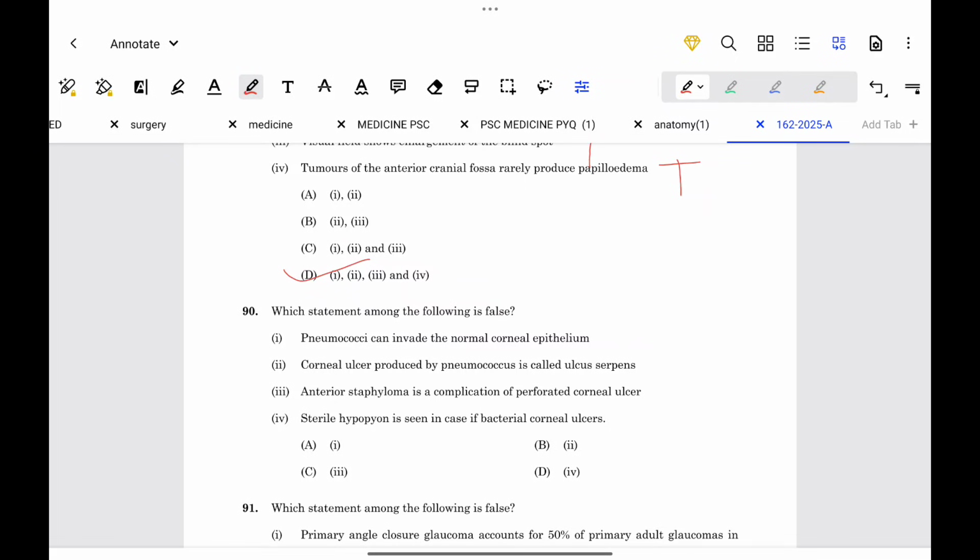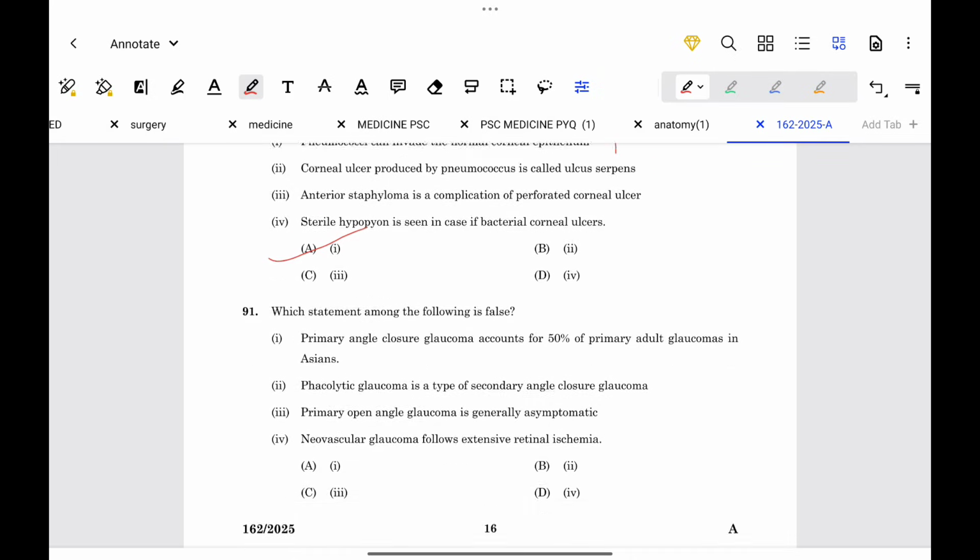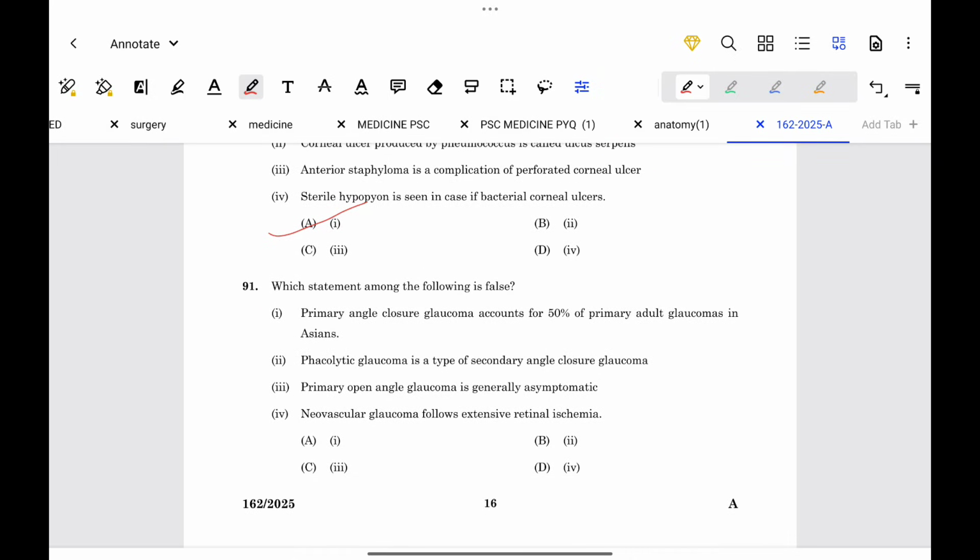Which of the following statements is false? Pneumococci can invade normal corneal epithelium. This is false. So here answer is option A. Which of the following statements is false? Primary angle closure glaucoma accounts for 50% of primary adult glaucoma in Asians. This is true. Phacolytic glaucoma is a type of secondary angle closure glaucoma. This is false. So option 2.